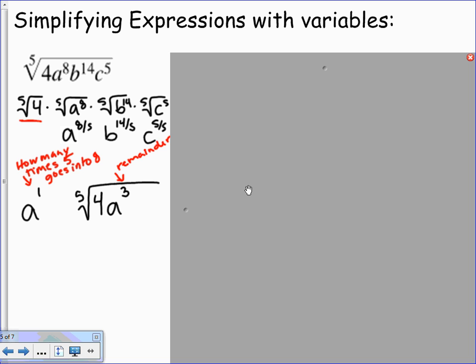So we can do the same thing with b. Well, b to the 14th over 5. If we divide 14 by 5, how many times can we get 5 into 14? 2. So we can take out a b squared. So the number of times it divides, its quotient, comes outside. So a b squared. Is there a remainder left over that doesn't have enough? How many? 4. B to the 4th stays inside. And then we're at the one that we liked. C comes outside.